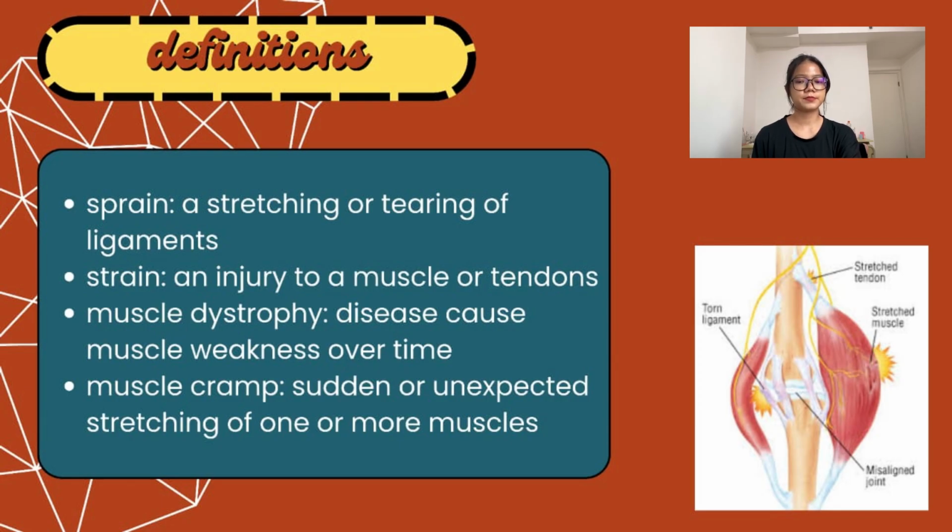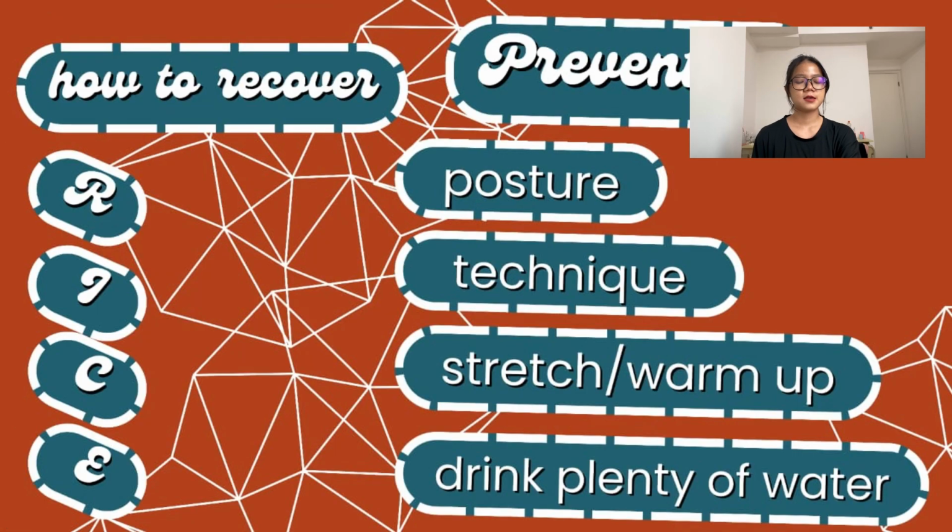Now, muscle cramp. I hope everyone has mostly experienced muscle cramps at some time, because it's like a sudden or unexpected tightening of one or more muscles. But no worries, we can recover from this kind of muscle injury. We can apply the RICE method. R, rest; I, ice; C, compression; and E, elevation, to reduce your inflammation.